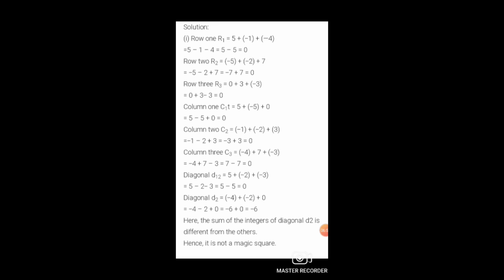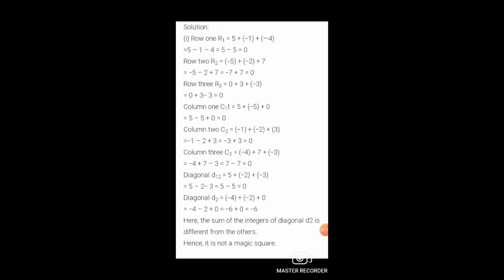So first we can go with column 1, that is the vertical line. So 5 plus minus 5 plus 0. In the next step we can multiply the signs. So the first number you can write as such, that is 5, plus into minus, that is minus. So minus 5 plus 0. So 5 minus 5 is equal to 0. 0 plus 0 is 0. So in column 1 we got the sum as 0.